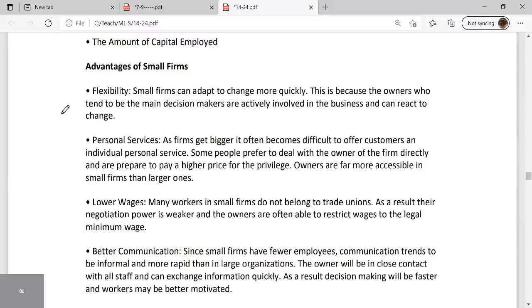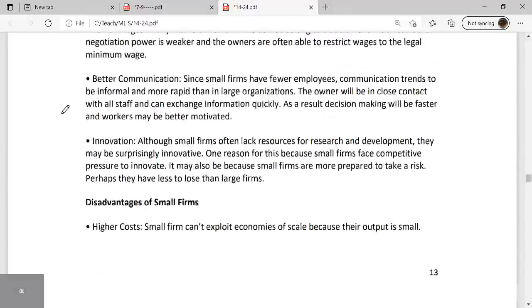Okay, so they have to maintain a standard. So that's why it is possible for small farms to pay lower wages. And then we have better communication. Better communication, because it's a small farm, there is no bureaucratic problem.